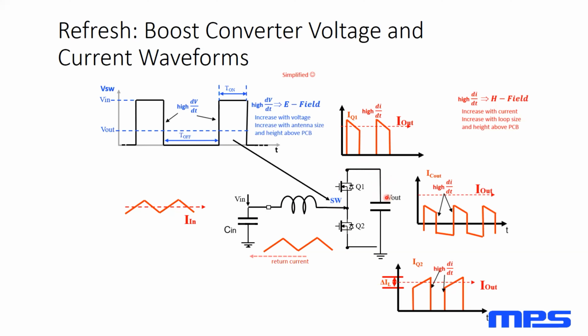But we still have the same problems. We have the potentially high dv/dt if this is an off battery boost, as well as depending on the output voltage. And then we also have the di/dt on the output side. The current in a boost converter is discontinuous on the output, whereas again on the input it's continuous.